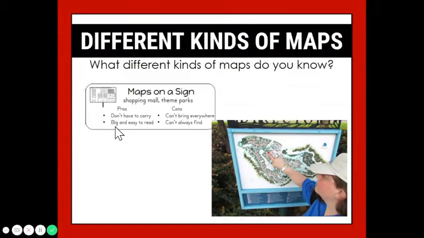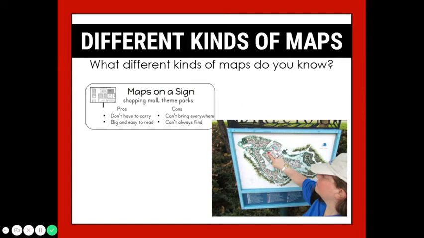So there's also different maps that you can find on a sign. This would be, for example, if you were at a shopping mall or a theme park or the zoo. Sometimes you walk around to find the map to see where you are in the park. Some of the good things about this is that you don't have to carry it. You can just walk up to it and then walk back away to wherever you want to go. Also, they're usually really big and easy to read.